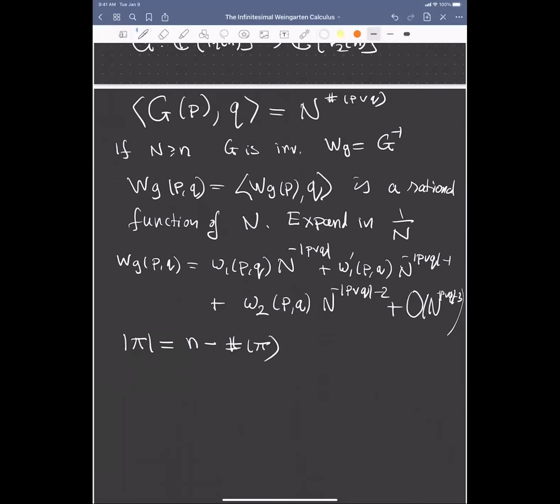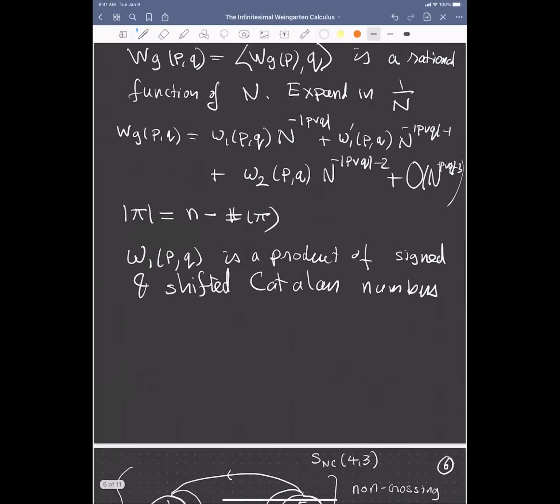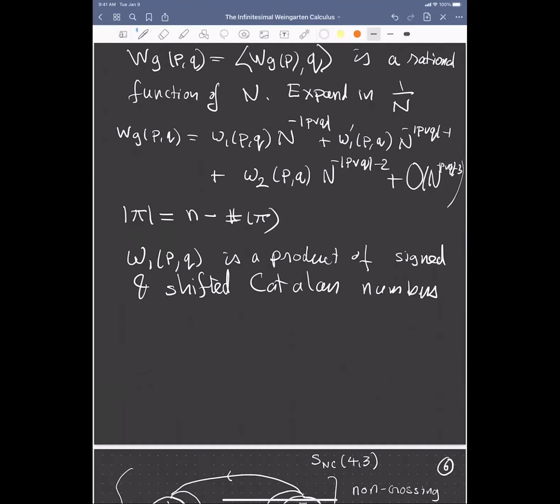One thing that's very, very important for free probability theory is this is a product of signed and shifted Catalan numbers. So that's in that 2006 paper of Benoit and Piotr. Okay, so let me just tell you how that goes. So this is an important part of everything else I'm going to say. So it's worth doing this. So what you do is this.